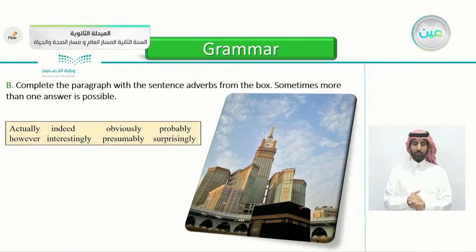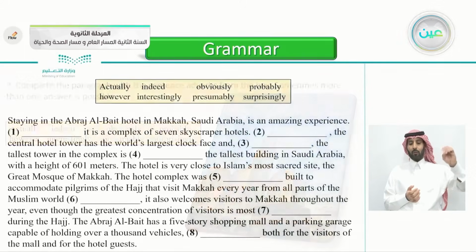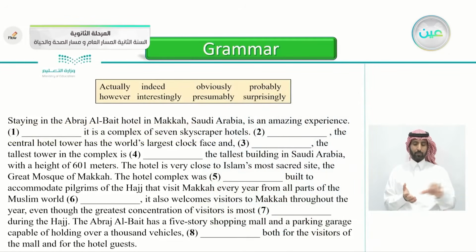Very good. Complete the paragraph with the sentence adverbs from the box. Sometimes more than one answer is possible, so we'll be talking about Abraj Mecca here. Actually, indeed, obviously, probably, however, interestingly, presumably, and surprisingly. So let's fill the gaps here with the correct adverb from the box.